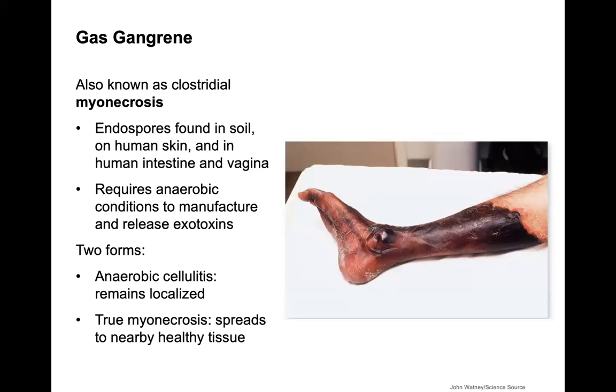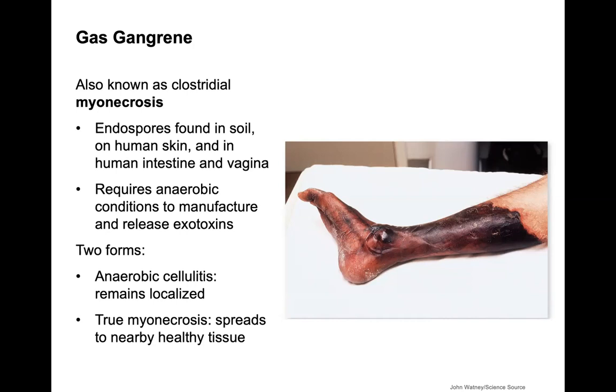Okay, gas gangrene. So gas gangrene, or gangrene as it's commonly referred to, is actually caused by an anaerobic bacteria. You have two forms. You have anaerobic cellulitis, which usually remains localized, or true myonecrosis, which spreads to the nearby healthy tissues. With true myonecrosis, this is serious. This needs to be mitigated as soon as possible.